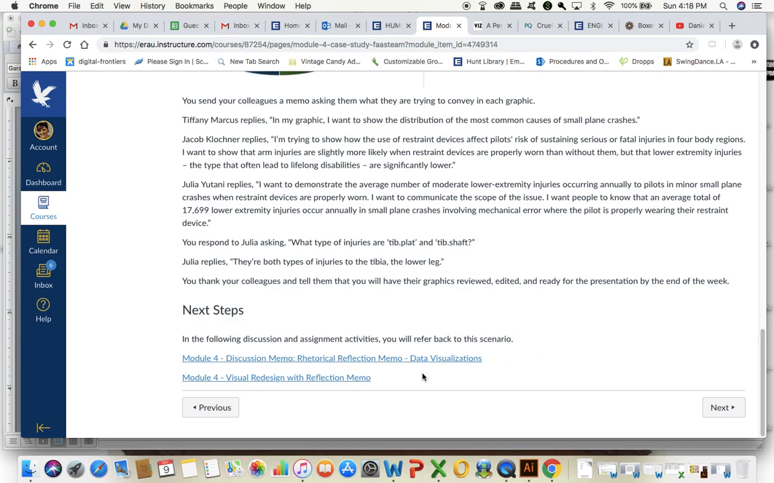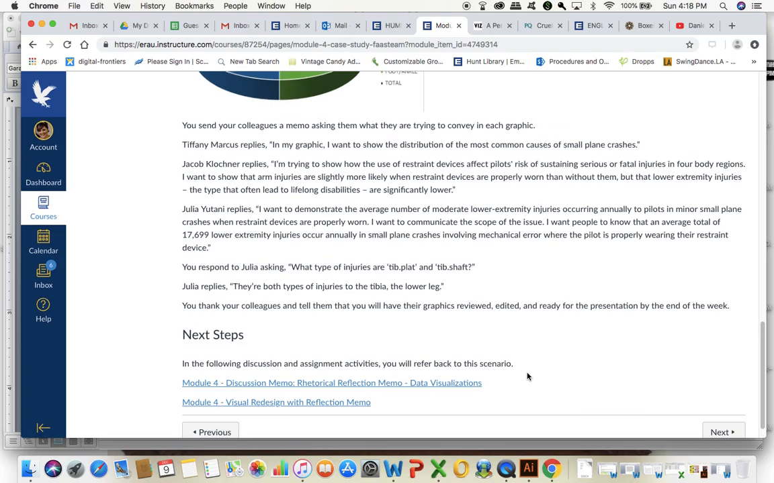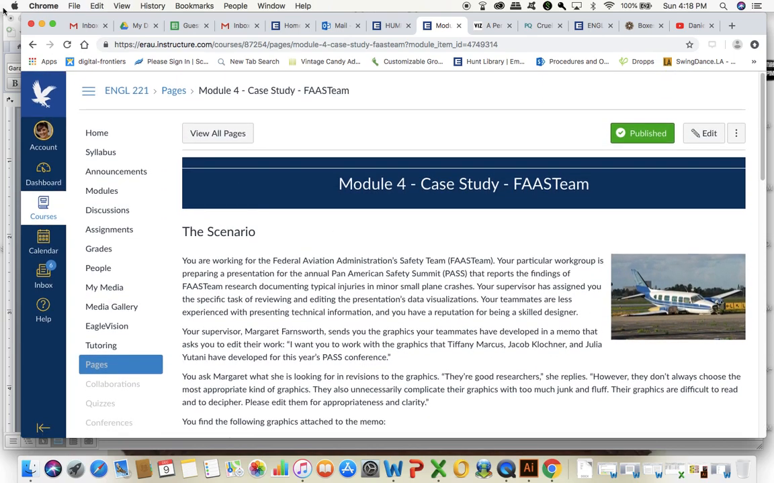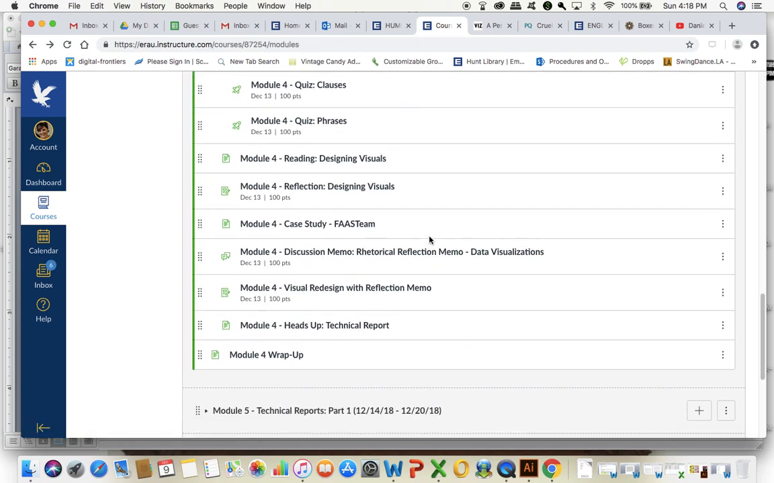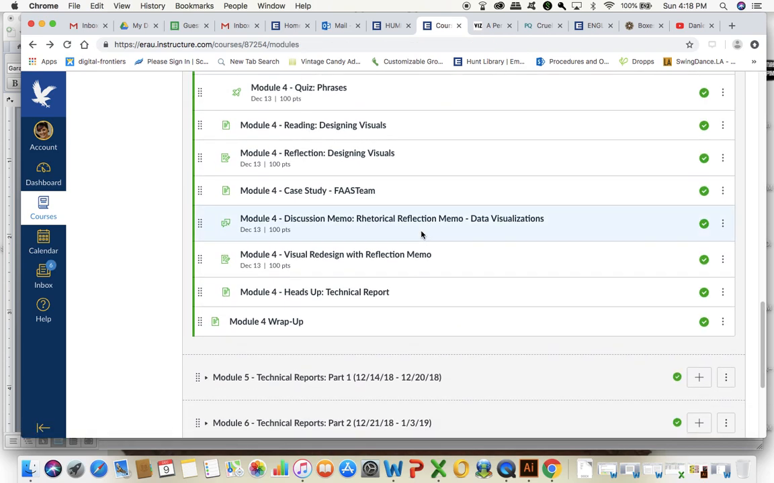And that's why the reflections can get confusing, because I've had questions from a number of students asking, is the reflection the same as the other reflection? Sometimes you're doing two reflections in a module, and they are always different. They're two distinct reflections. So that's just the case study. You need to know this information in order to reflect back on it.